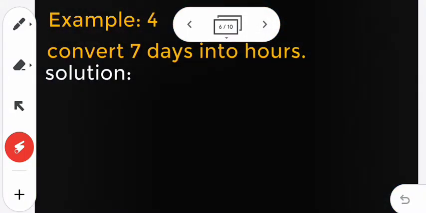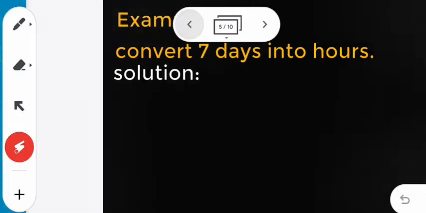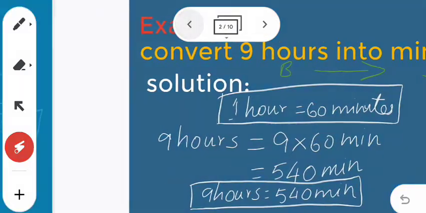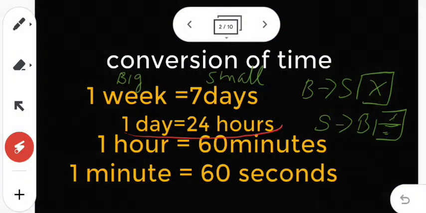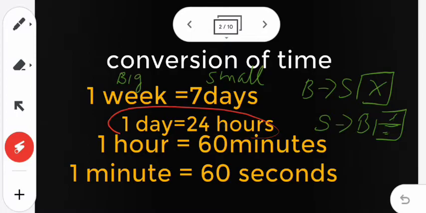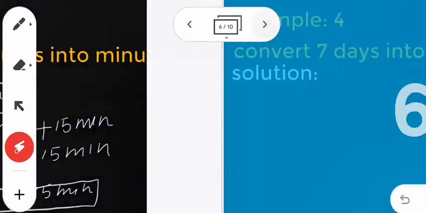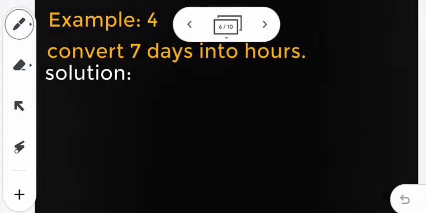Okay, now next one. Convert 7 days into hours. So days and hours. So what is the day and hour related formula? This is the one: one day equal to 24 hours. So we will use this formula, one day equal to 24 hours. So I am writing the formula here, one day equal to 24 hours. This is a formula.